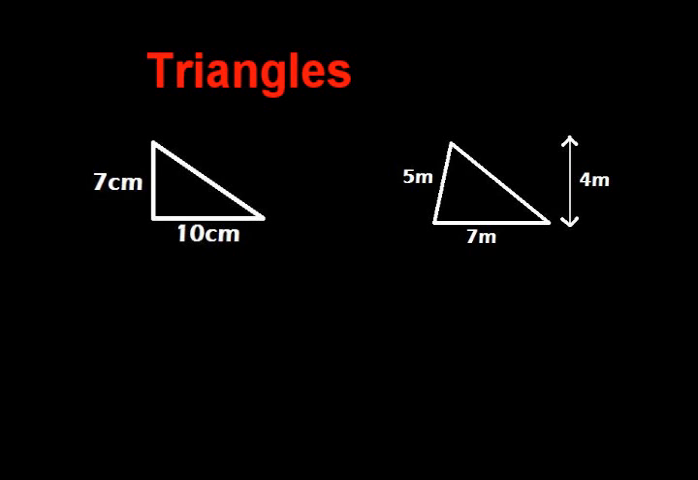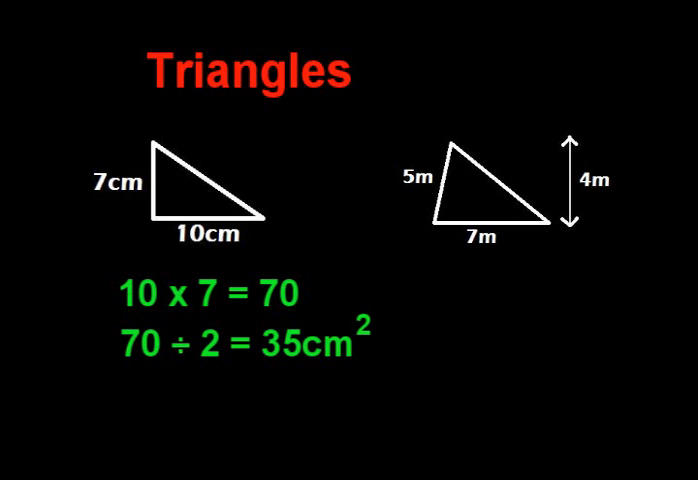The word perpendicular means at right angles, so you need to find a base and then a height that's at right angles to the base. So in the first triangle here, it's already at right angles because it's a right angle triangle. So the base is 10, the height is 7, so we do 10 times 7 is 70. And then the second step is to half this, so 70 divided by 2 is 35, and again, centimetres squared.